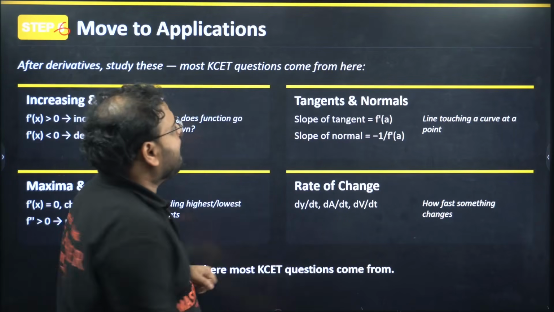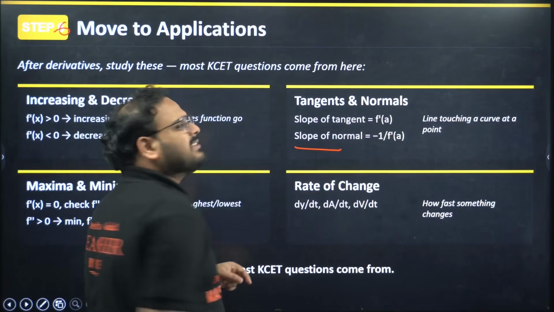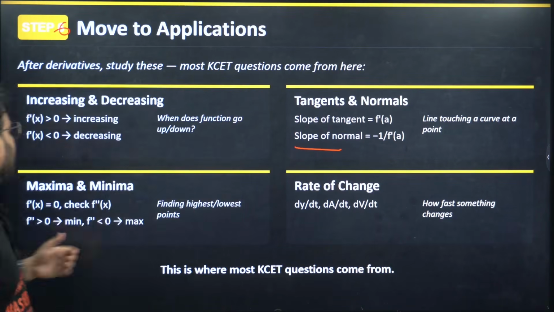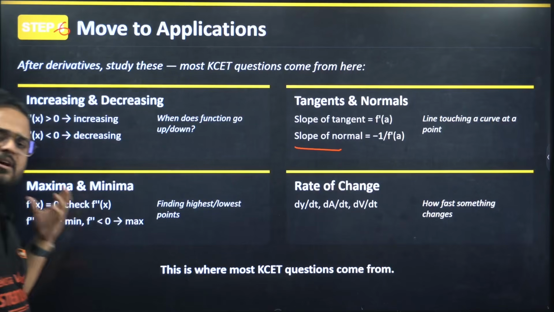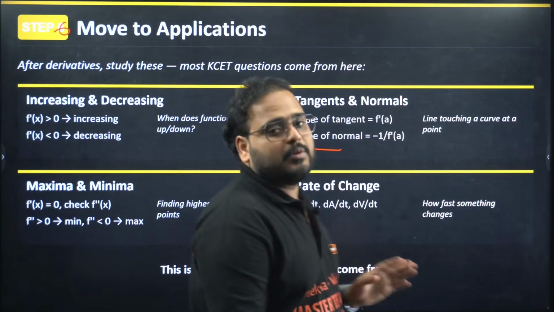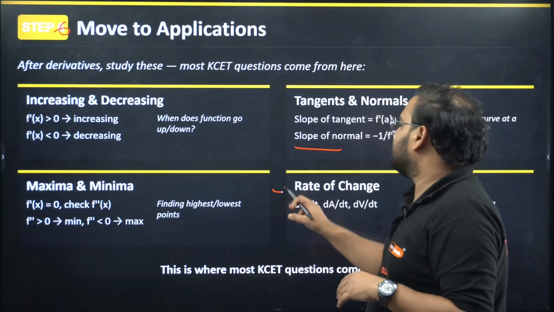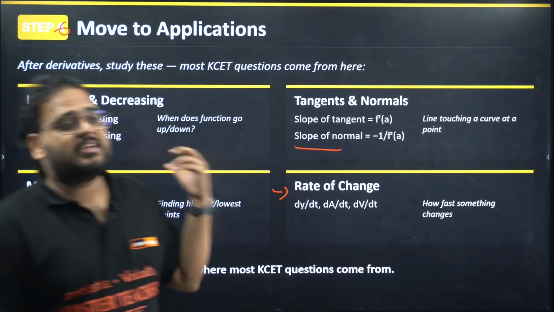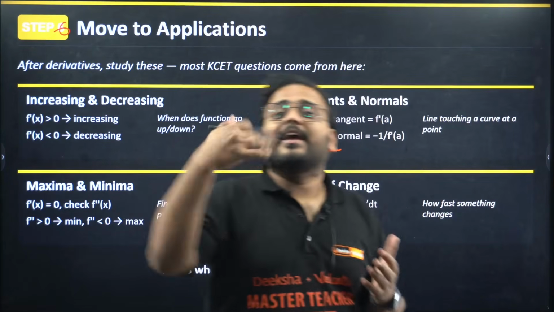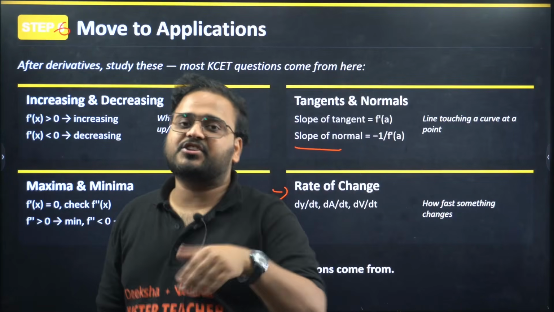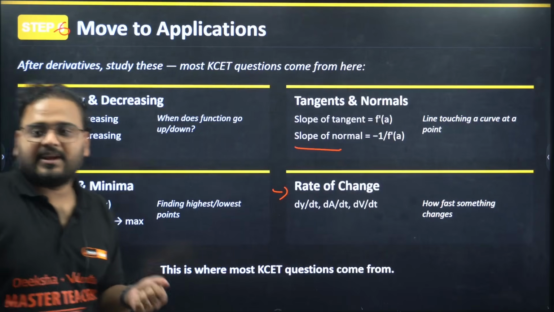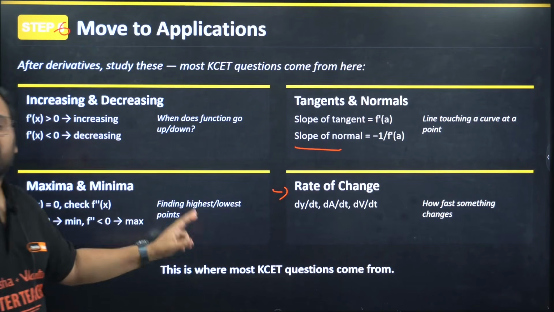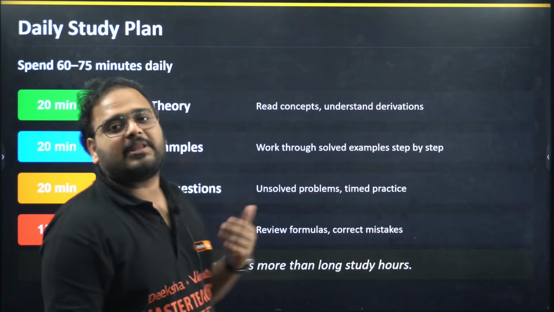Check here. What about the normal? Since they are perpendicular, it is minus 1 upon the same slope that you got, f dash of a, right? And this is the maximum minimum function. Again, one question will come from here in boards, in CET, both the places. And the last one, rate of change in applications. You have applications also in differential equations. You have applications of these in AOI as well, right? Once you learn the integration, AOI will also come back to you. Getting my point? So very, very important chapter and very high weightage. All these topics are very likely to come in the examination.